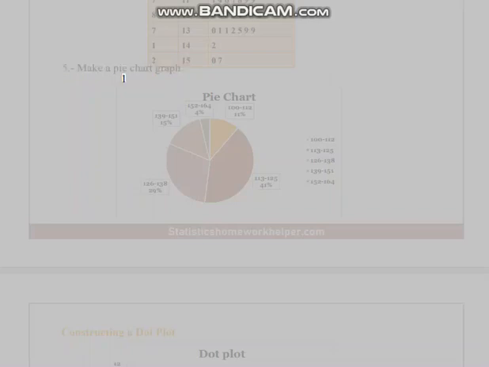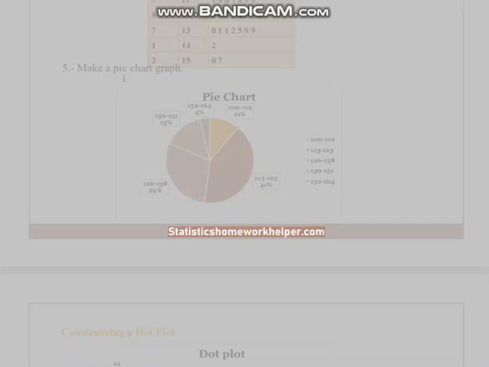100 to 112 is 11%, 113 to 125 is 41%, 126 to 138 is 29%, 139 to 151 is 15%, and 152 to 164 is 4%. Pie chart with the classes 100 to 112, 113 to 125, 126 to 138, 139 to 151, and 152 to 164.